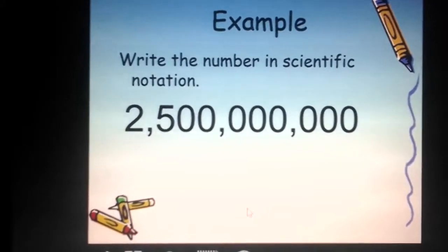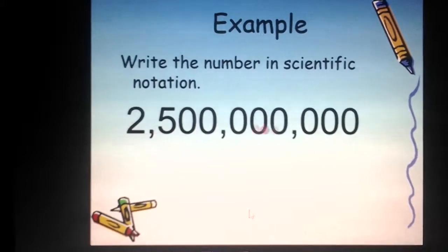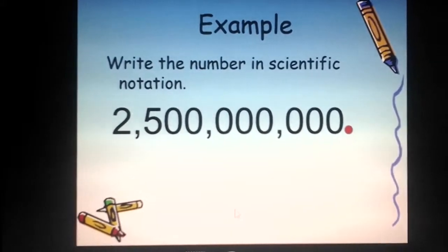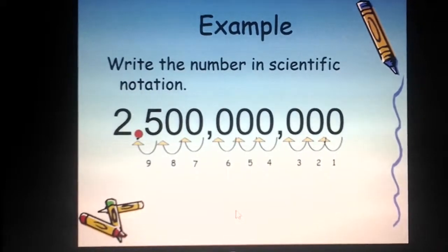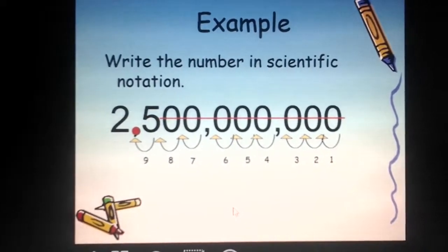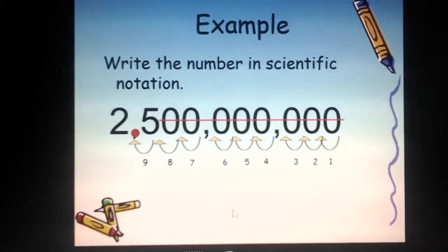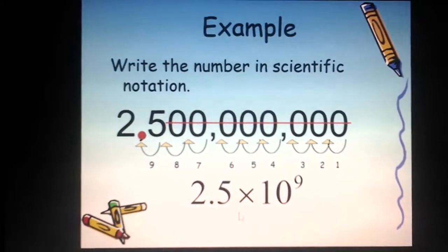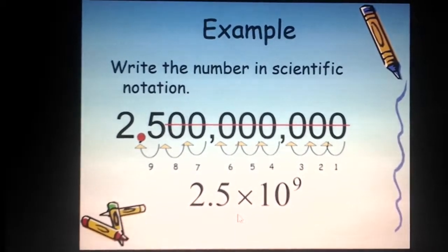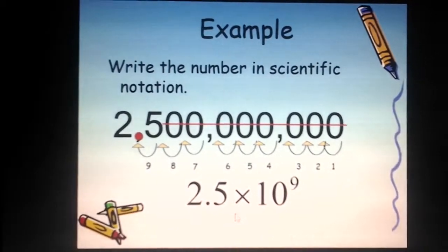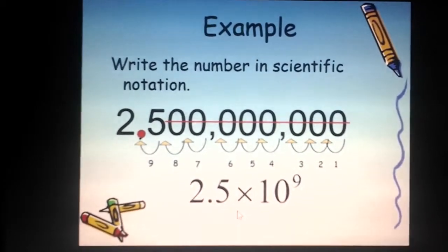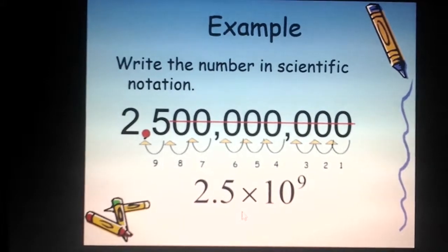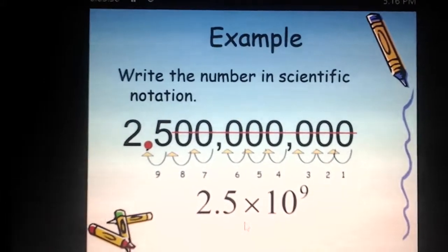Write the number in scientific notation. First, we have to place the decimal point where it starts and where we're going to put it, or where we'll end up, to write it in scientific notation. It moved over 9 slots, so very simple. It's 2 and 5/10 times 10 to the 9th power. Not 2.5 times 10 to the 9th power, but 2 and 5/10 times 10 to the 9th power.